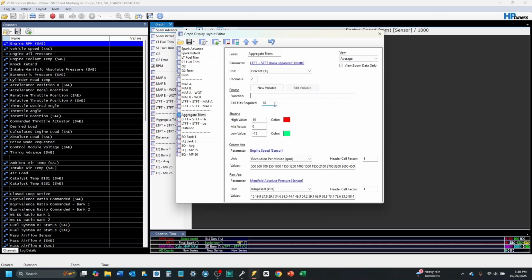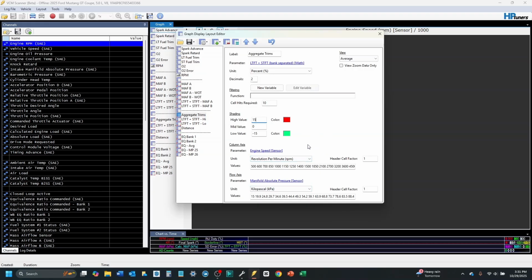I'm going to leave it raw because it gives me a sense of what I'm looking at. And I'm going to have 10 cell hits required because I want to filter out some of the junk data. I still have my scale of -15 to 15 for showing colors on my, if I'm lean or if I'm rich. And then we come to the good stuff down here.